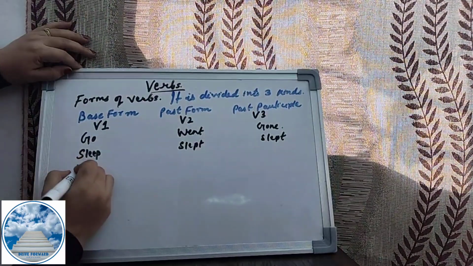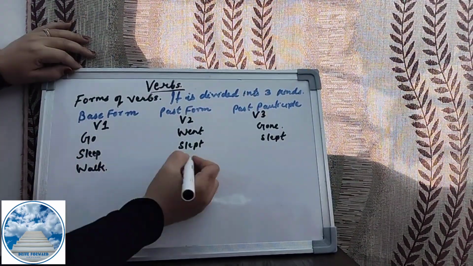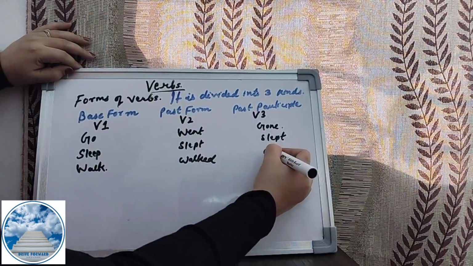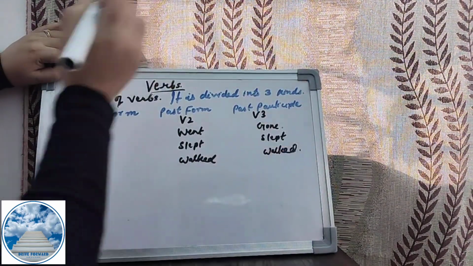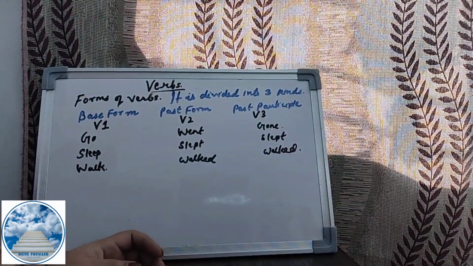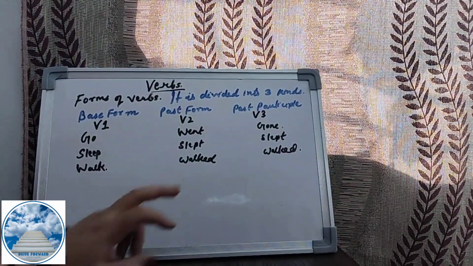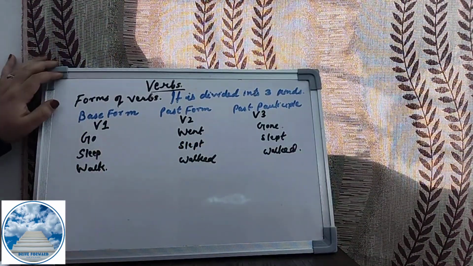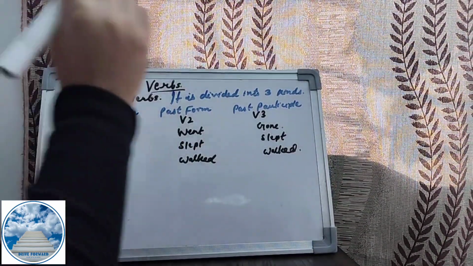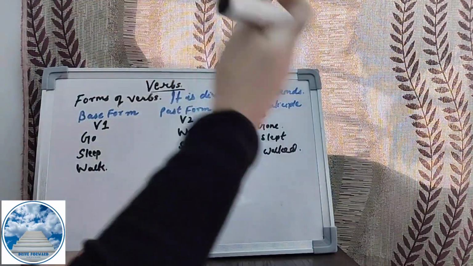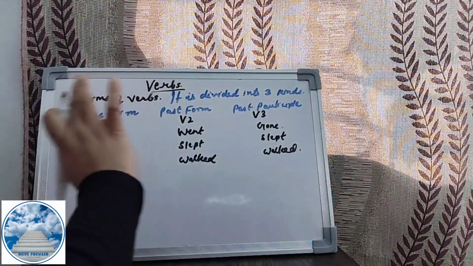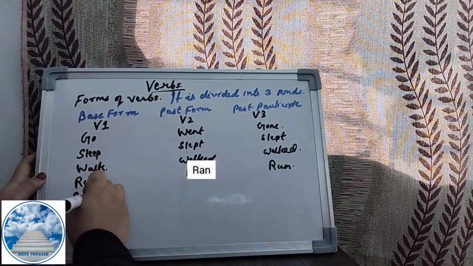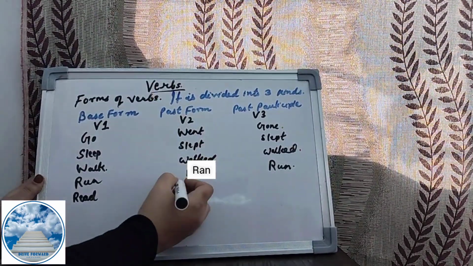Okay, next. Walk. First form walk, second form walked, third form walked. There are a few verbs in which you just have to add ed, and then it becomes the second and third form. Similarly, run, and there are a few exceptions, and exceptions are everywhere. They do not change their forms, like read. Here, you have to change your pronunciation only.